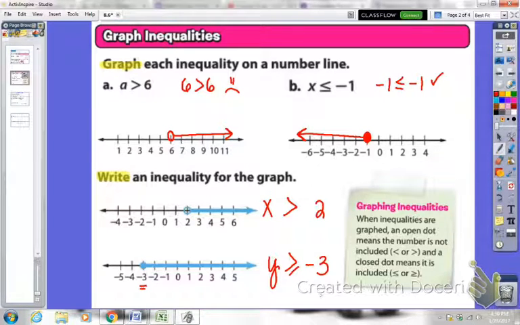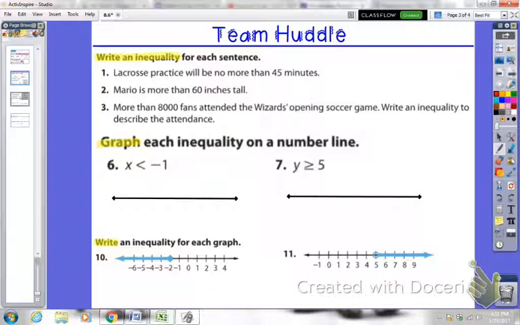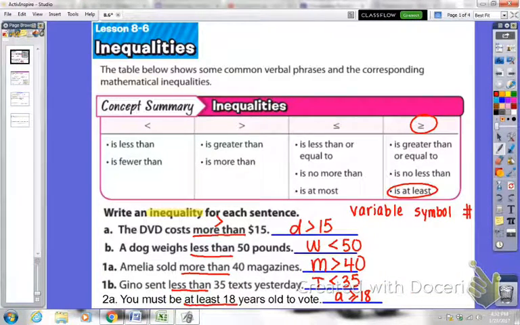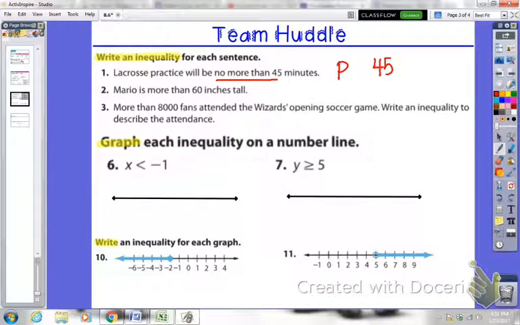So here was a quick team huddle. Write an inequality for each sentence. So the lacrosse practice will be no more than 45 minutes. So the practice can be no more than 45. So if we go back to our chart on our notes, no more than is right here. So that's less than or equal to, which means I cannot go over 45 minutes. I have to be 45 minutes or less.